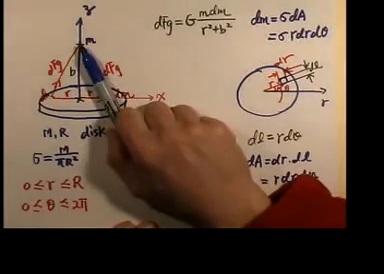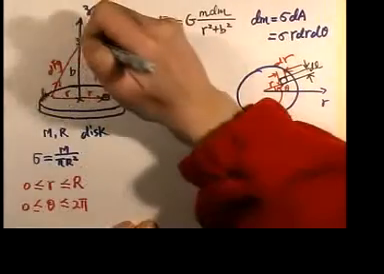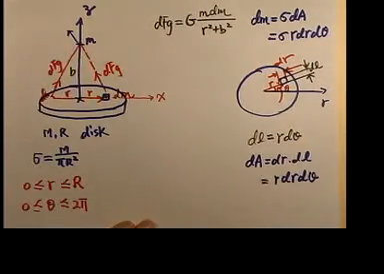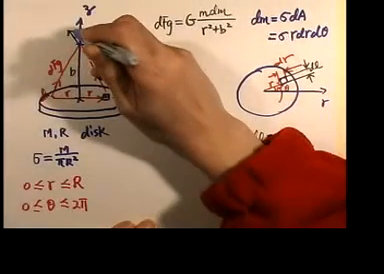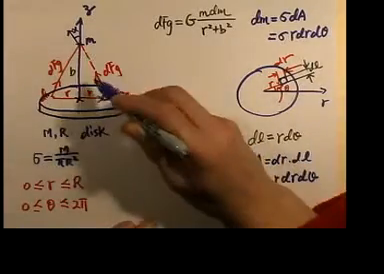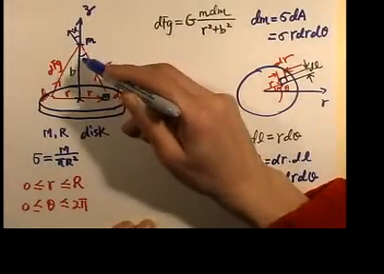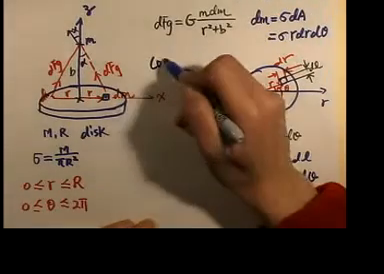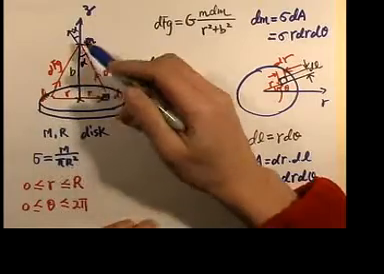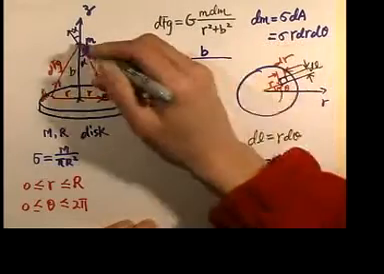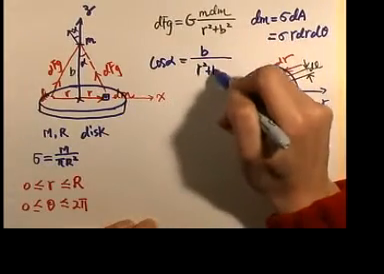Now, what we want is the z component. The force dFg is in this direction. If we want the positive z component, we multiply by the cosine of this angle. Let's name this angle alpha. This angle alpha is the same as that alpha. Look at this right angle triangle. Cosine alpha equals b, the side adjacent, divided by the hypotenuse, which is the square root of r squared plus b squared.